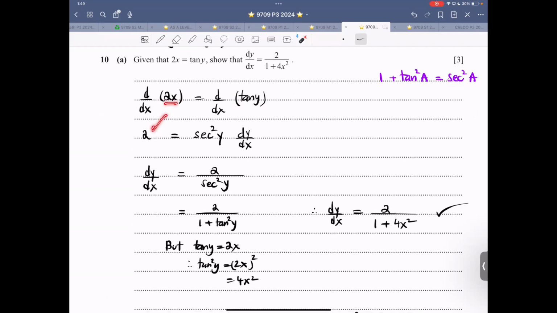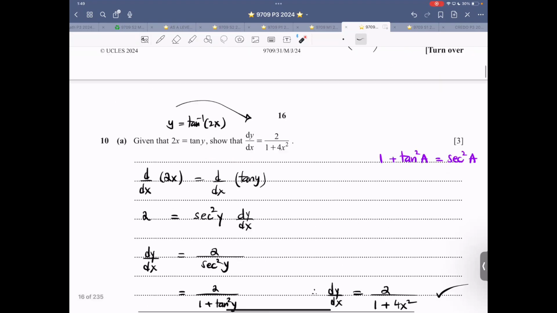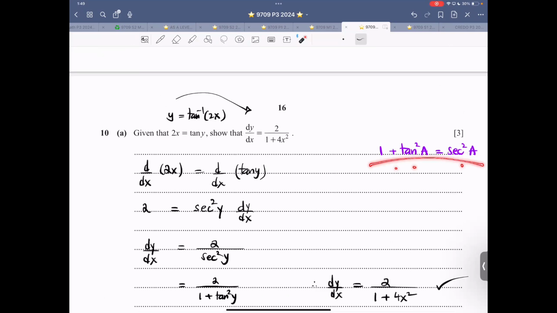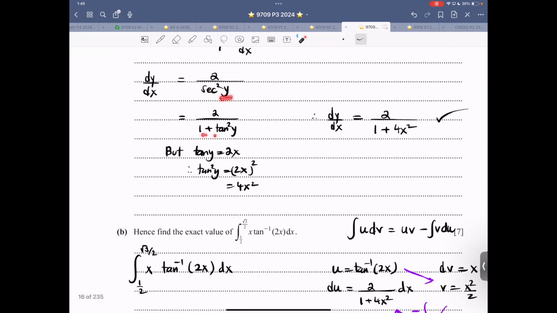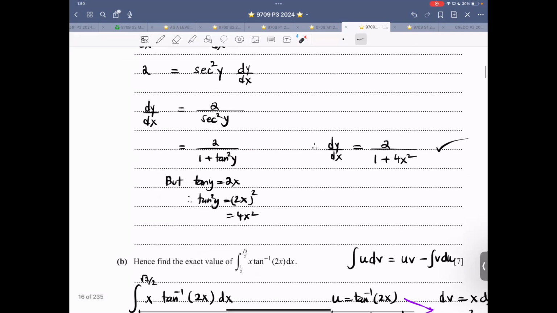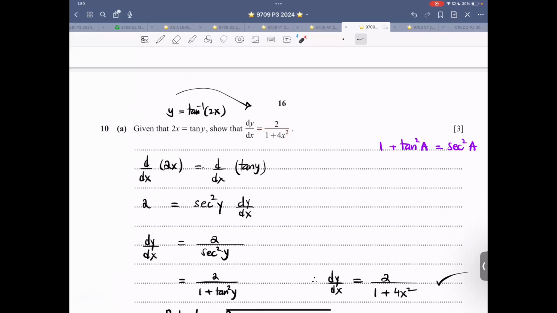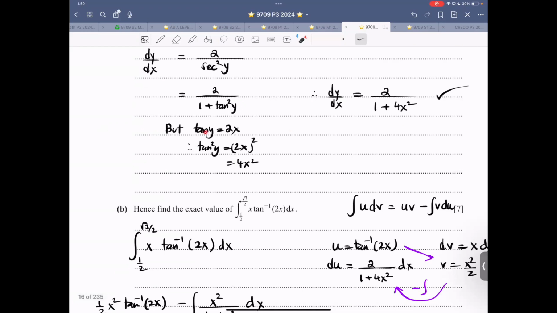When we differentiate 2x, we get 2. When we differentiate tangent, we get sec square y. If I make dy by dx the subject, that is 2 over sec square y. We know this identity, 1 plus tan square is sec square, whatever the variable you want to choose. So therefore, sec square y is 1 plus tan square y. All good? But it's not over yet because we want it completely in terms of x. So how is 2x and tangent y related? Tangent y is 2x. Therefore, tan square y is 2x, the whole thing square, which is 4x square. Therefore, dy by dx is 2 over 1 plus 4x square.